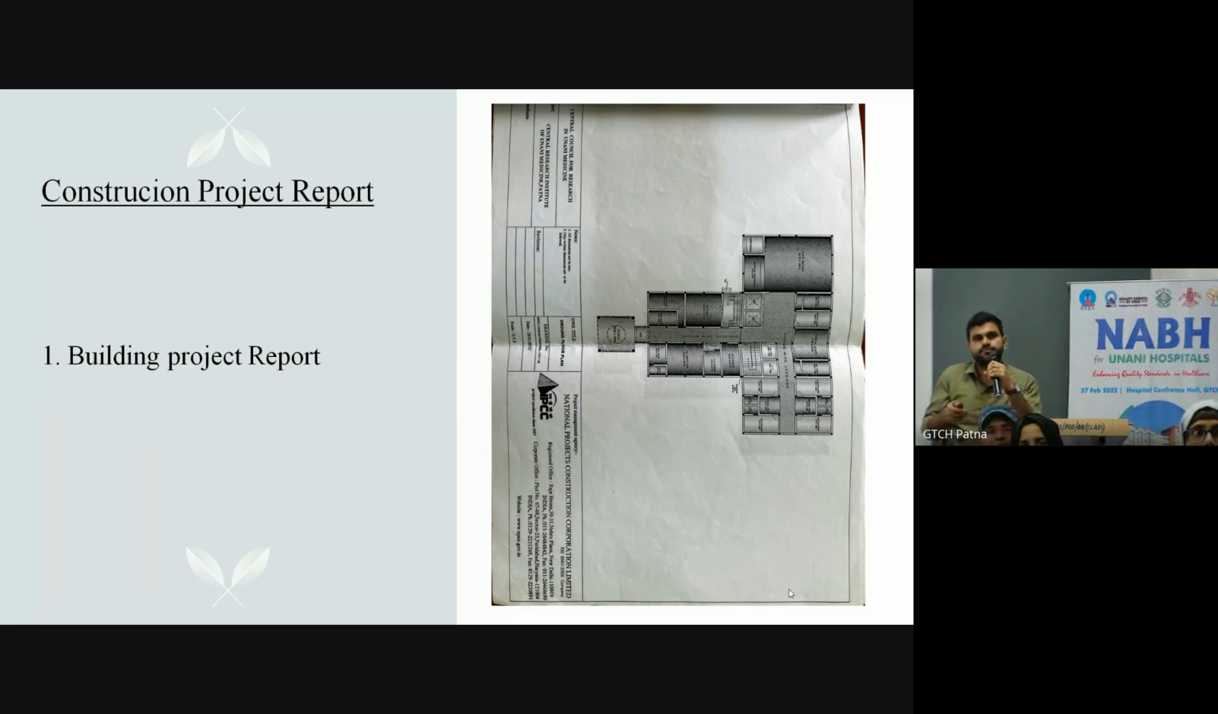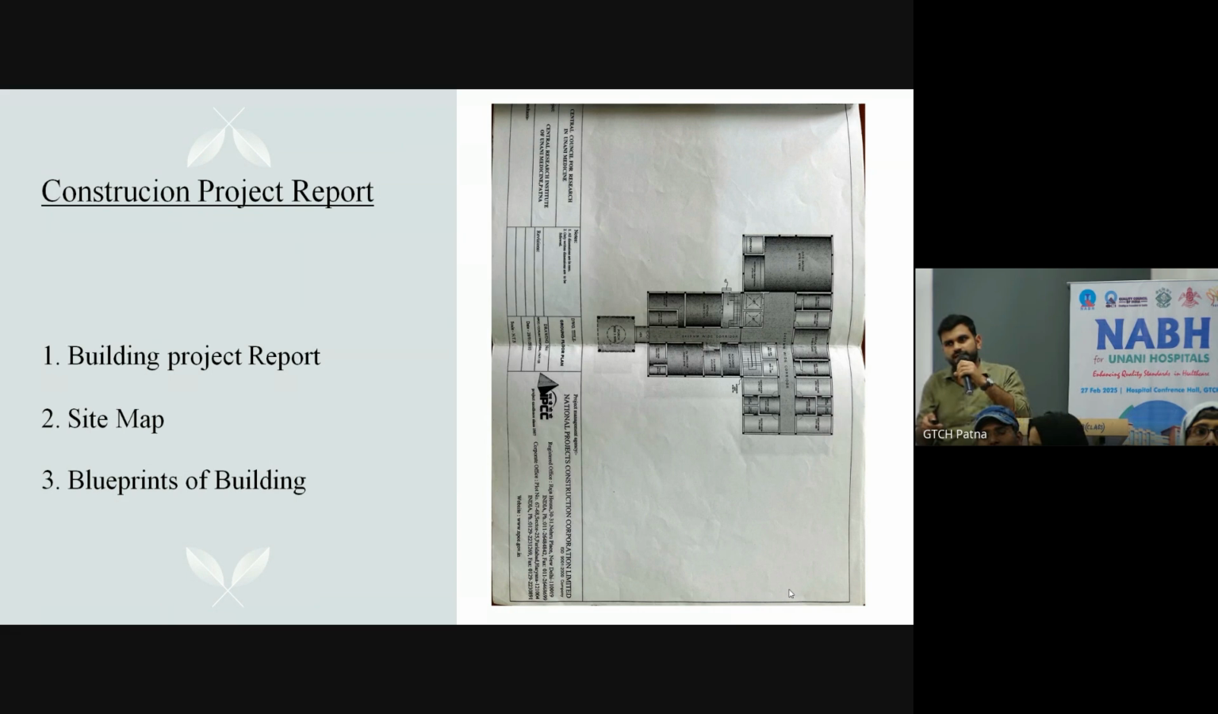And the next is the site map. As you can see, this is the site map, and next is the blueprints of the building. This is required when assessors ask for the blueprints of the building. Actually, a hospital is a public place, right? There is nothing to be hidden. Where a particular section is, everyone should know. So the site map and blueprints of the building should be placed at the entry point of the hospital.